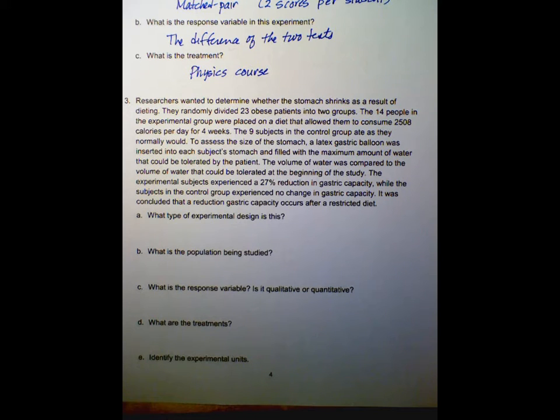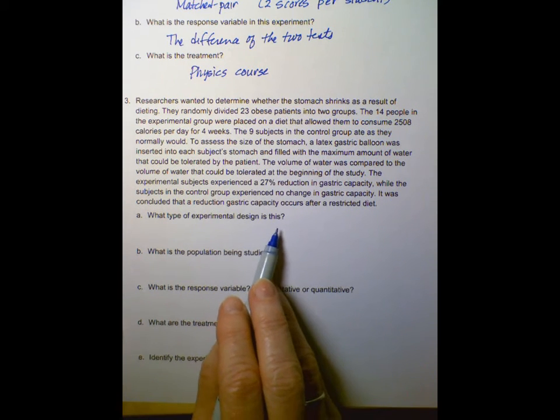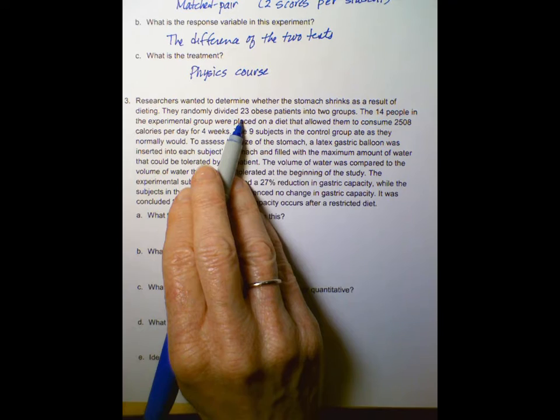The experimental subjects experienced a 27% reduction in gastric capacity, while the subjects in the control group had no change in their gastric capacity, size of their stomach. It was concluded that a reduction in gastric capacity, size of the stomach, occurs after a restricted diet. So what type of experimental design was this? Well, we took 23 people and they were randomly placed into one of the two groups.